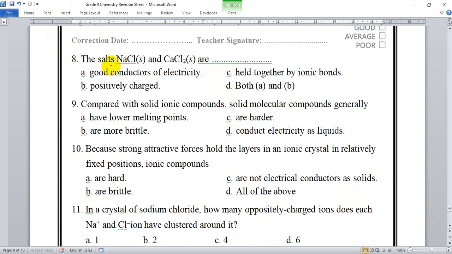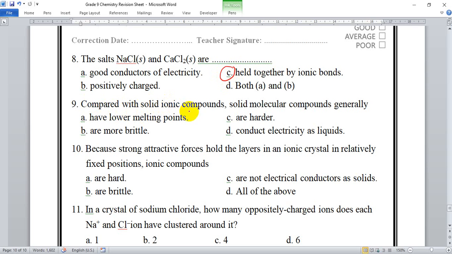Number 8. The salts NaCl solid and CaCl2 solid are good conductors of electricity, positively charged, held together by ionic bonds, or both A and B. NaCl in the solid form, pay attention, in the solid form. Are they good conductors? No. Ionic compounds in the solid form are not good conductors. Are they positively charged? No, they are neutral. So they are held together by ionic bonds.